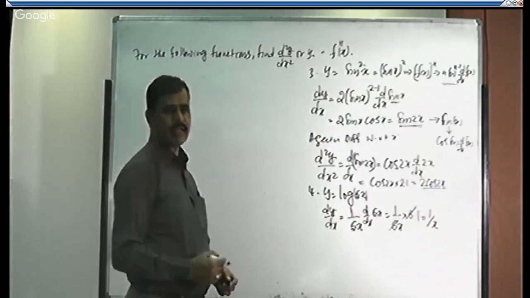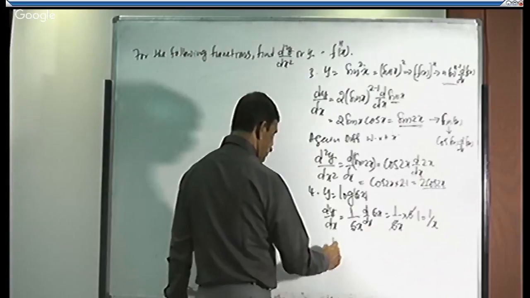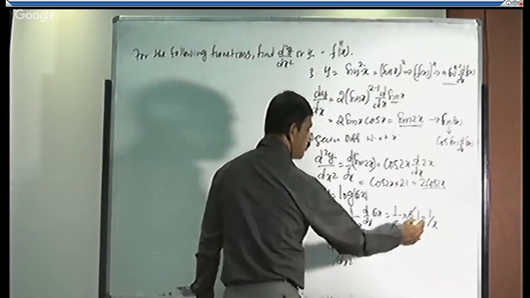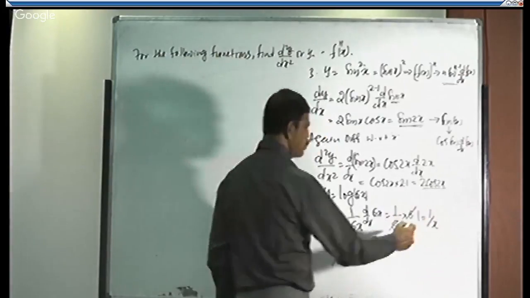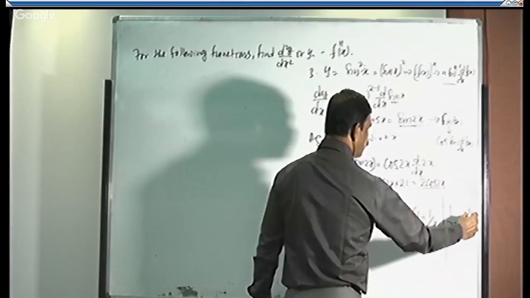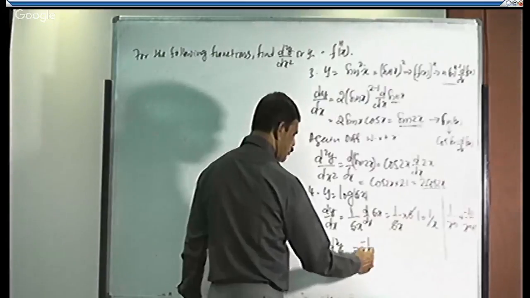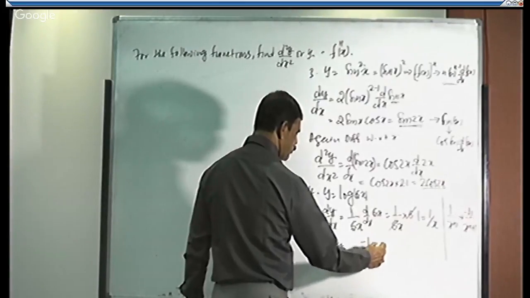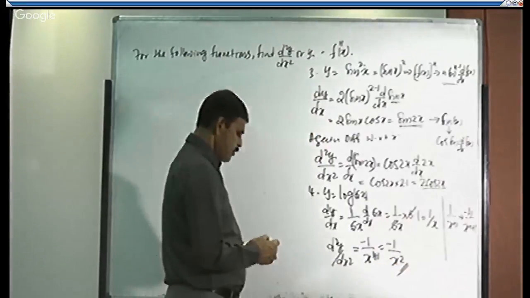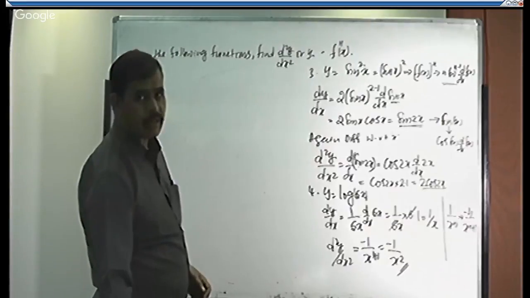It is dy by dx. If I differentiate it further, what you will get? I will get d square y divided by dx square. That is how to differentiate 1 by x. Use 1 by x to the power of n formula, minus n by x to the power of n plus 1. Right? According to that, minus 1 by x to the power of 1 plus 1, or it is minus 1 by x square. d square y by dx square is what? It is minus 1 divided by x square.